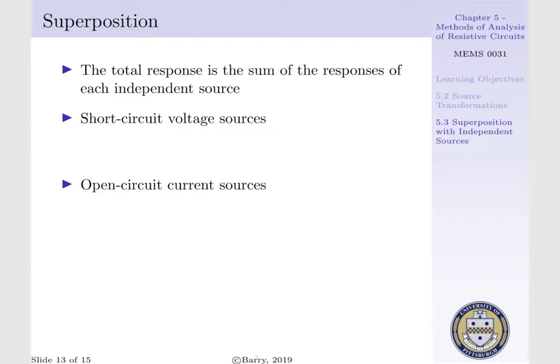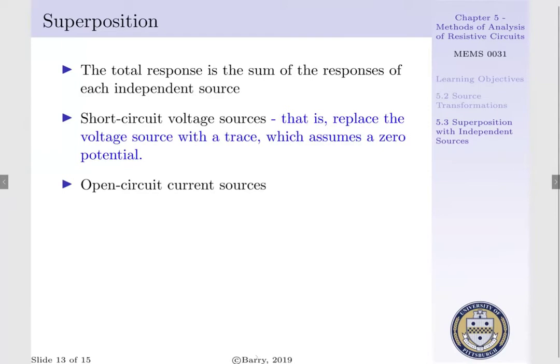response. Now, say we have two voltage sources within our system, and we want to analyze the contribution of each of those independently. To do such, we would look at V1 first, and then we would short circuit V2. By shorting V2, we would replace that voltage source with a trace such that we assume there is a zero potential across that element. We would get the response of our circuit, and then we would look at V2's contribution to the circuit by short circuiting V1.